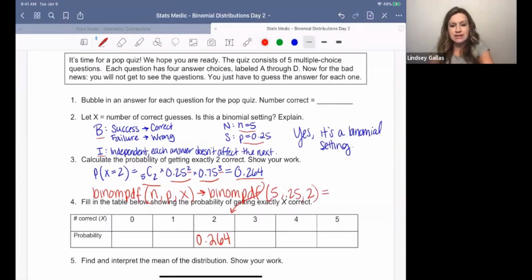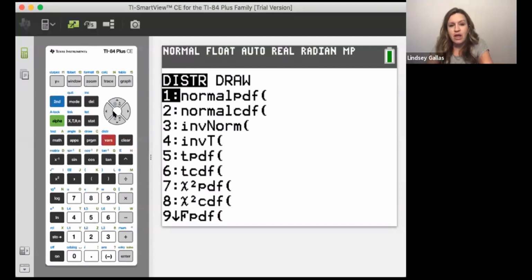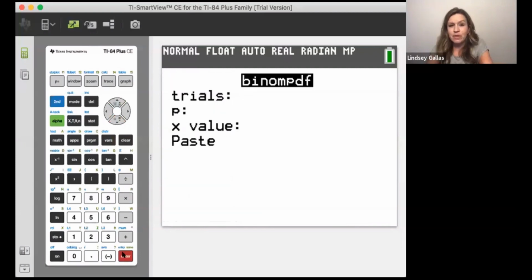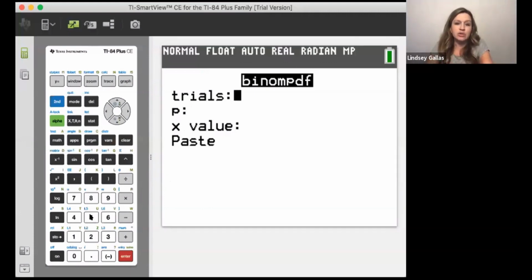So let me show you where that is. We can find binomial PDF under the distribution section. It's in the same menu where you would find your normal CDF. So I'm going to do second, and then the bars button, which gives us the distributions above. And if I scroll down, there we go, binomPDF. And so again, we're setting in first N, or the number of trials, which is 5. P, which is 0.25. And then the X value, in this case, we're finding exactly 2.